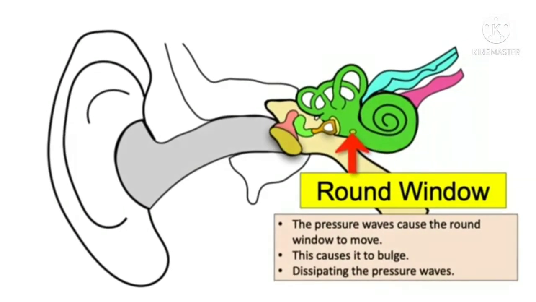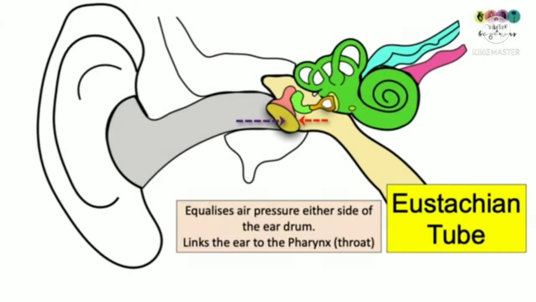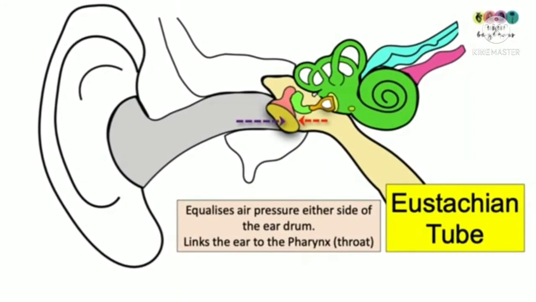Round window. Round window is a thin membrane between the middle and inner ear. Functions of round window: it bulges outwards to allow for equalization of pressure in the cochlea when the oval window vibrates. Eustachian tube. Eustachian tube connects the middle ear to the pharynx at the back of the throat.